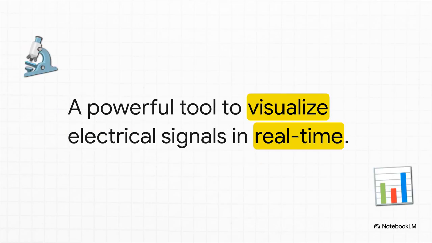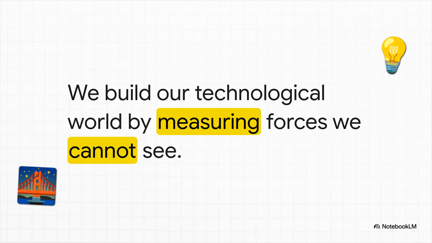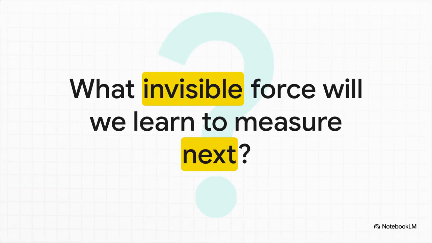So with all these challenges, how do we make that invisible force finally visible? This is where the digital oscilloscope comes in. It's an absolute game changer for engineers. Basically, it takes thousands of tiny snapshots of a signal and plots them on the screen. It does this so fast that it all just blends together into a live picture of the signal. Ultimately, measurement is the bridge between that invisible world and, well, all of our modern tech. So it makes you wonder, now that we've mastered electricity, what invisible force is next?